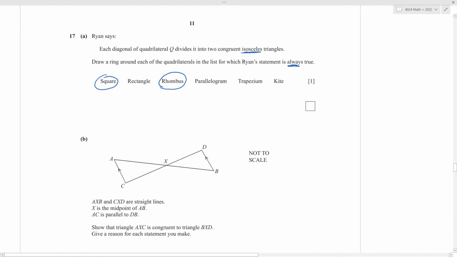So it's only true every time if you have a square or if you have a rhombus. The diagonals will create two triangles that are isosceles as well as congruent to each other. So the only two circles that you will draw will be for a square and a rhombus.